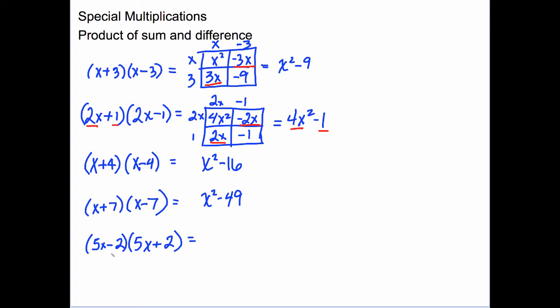And finally, this is 5x minus 2 times 5x plus 2. It's a difference and a sum. And of course, we could have reversed these and put them as a sum and difference, so it's really the same thing. And this is going to be 25x squared minus 4.